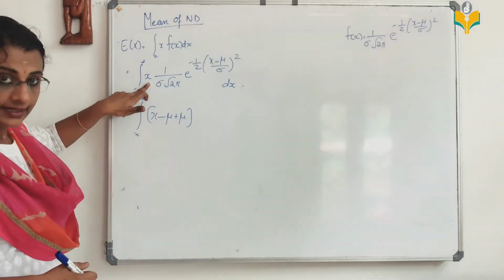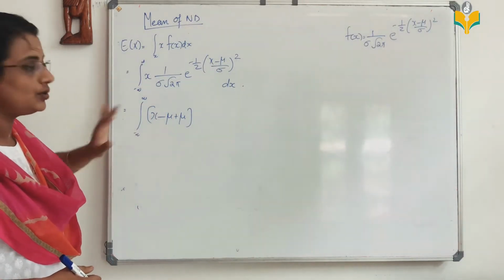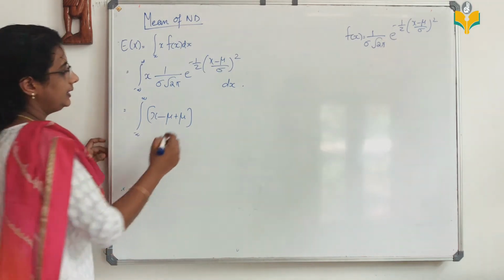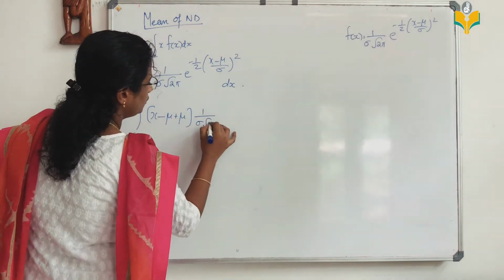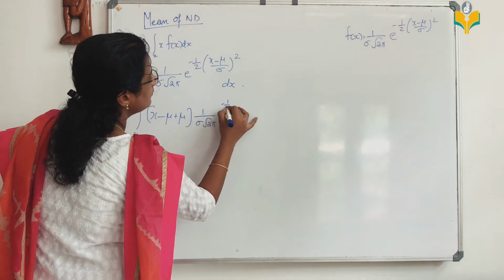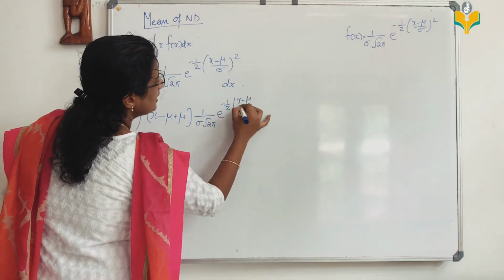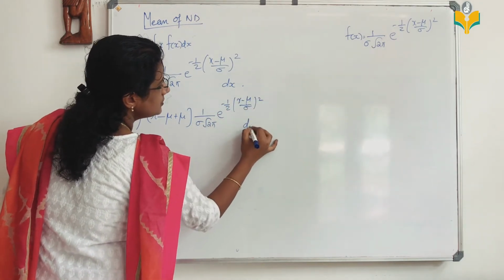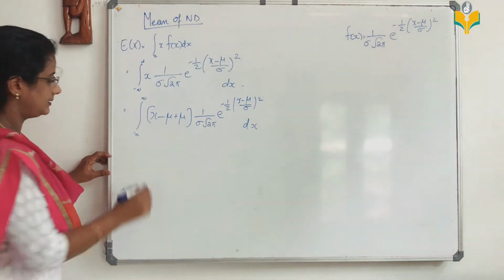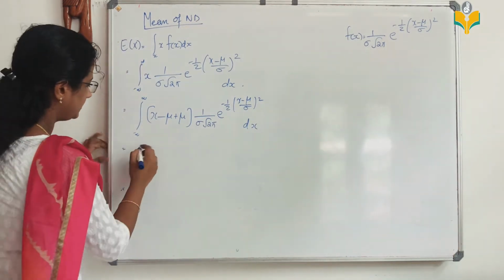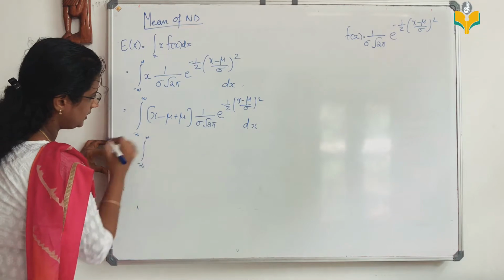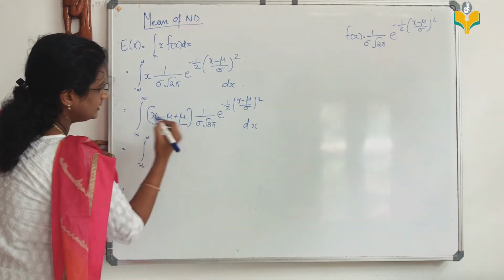That is, I rewrite the term x as x minus mu plus mu, into 1 by sigma root 2 pi e raised to minus half into (x minus mu by sigma) the whole square into dx. Alright. Now I will split the integral from minus infinity to infinity. This is the one term and this is another term.